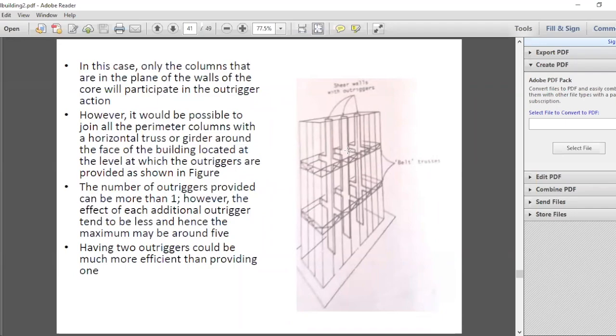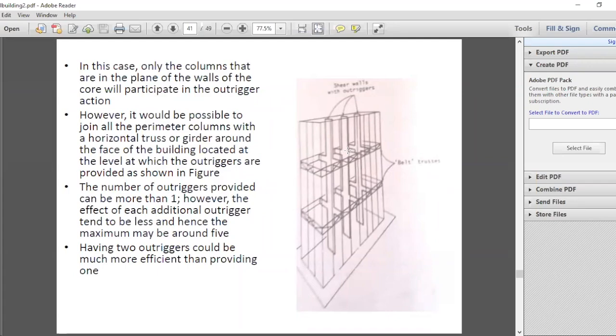And then you'll ask how many outrigger levels. Generally, the optimum is about 2 outriggers. When you have too many outriggers, the effectiveness diminishes. So generally in a building, you might consider having about 2 outriggers, and in a very tall building, you might have a maximum of about 3 to 4 outriggers. Generally, the maximum number of outriggers is considered as 5.